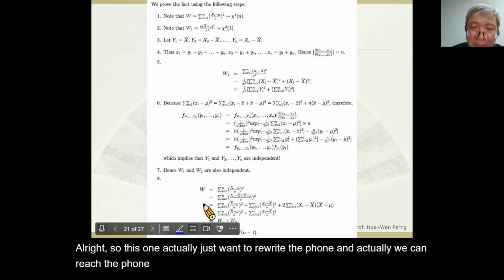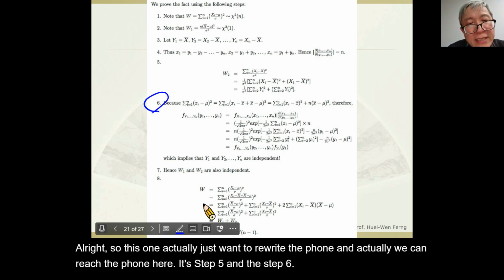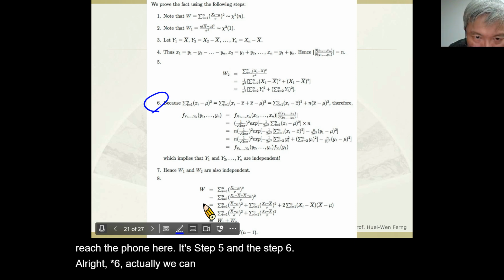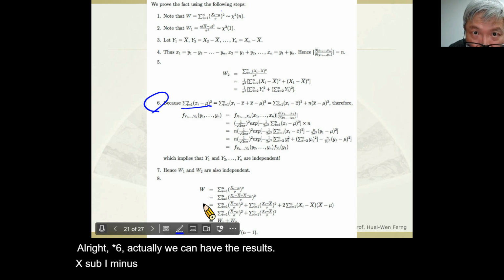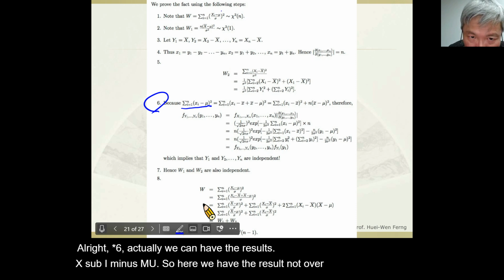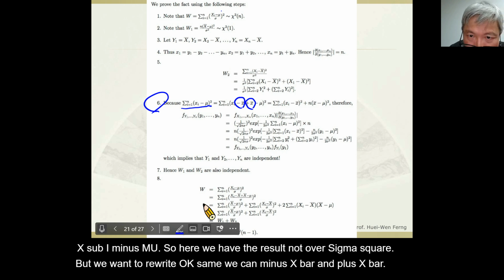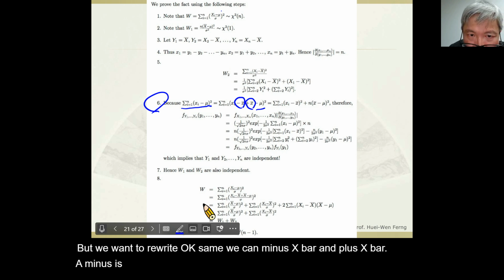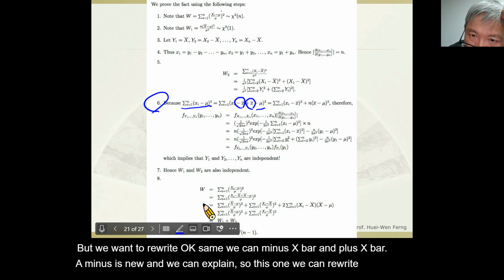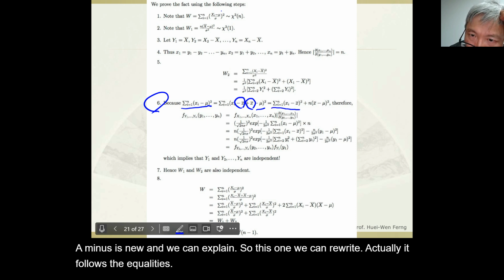It's step 5. And step 6. In step 6 we can have the result: x sub i minus mu, over sigma squared. But we want to rewrite it, so we can subtract x bar and add x bar, and minus mu, and we can expand. So this one we can rewrite. Actually, it follows the equalities, this one and this one.